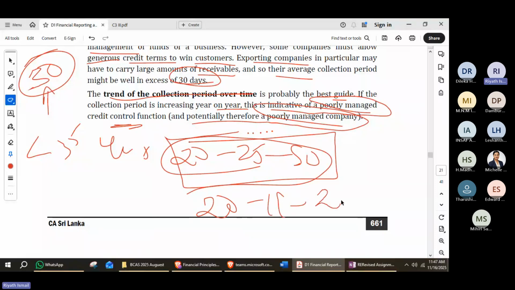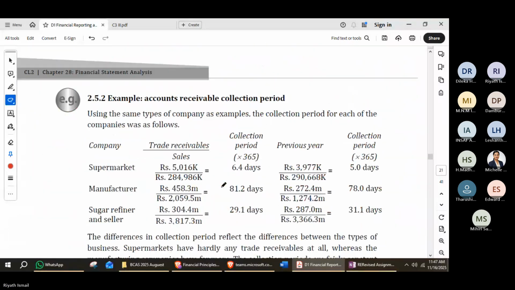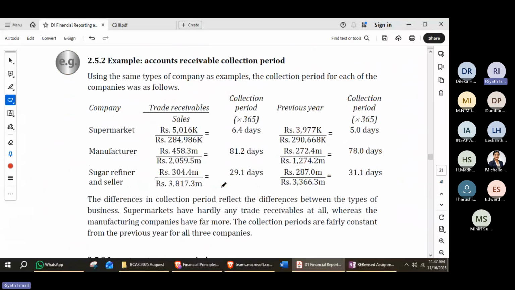For 2019, 21, 18, it's a good sign. Here, using the same type of company as an example, you see the trade receivable and sales. For the supermarket, you see collection days of 6.4 days.